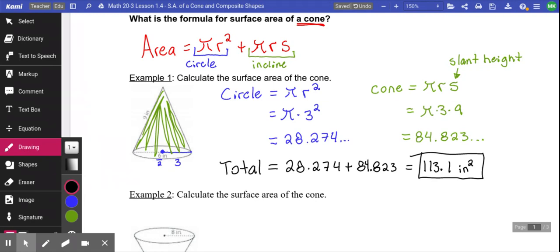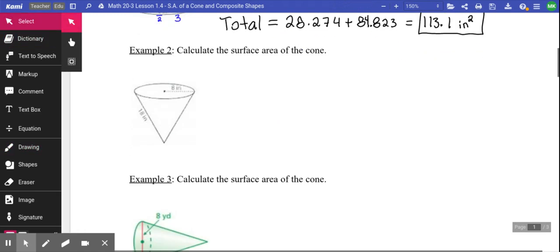So remember to include your units in your final answer. That's the best way to do it. That's the surface area of a cone. Not that bad, right? You just break it into pieces: circle, incline, or cone part. And life should be pretty good. I think we have two more examples that we'll do together.